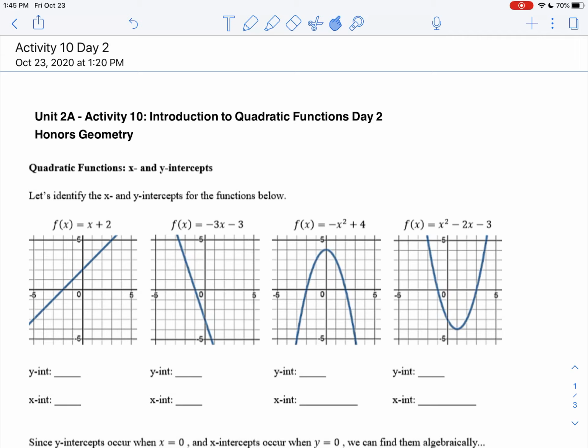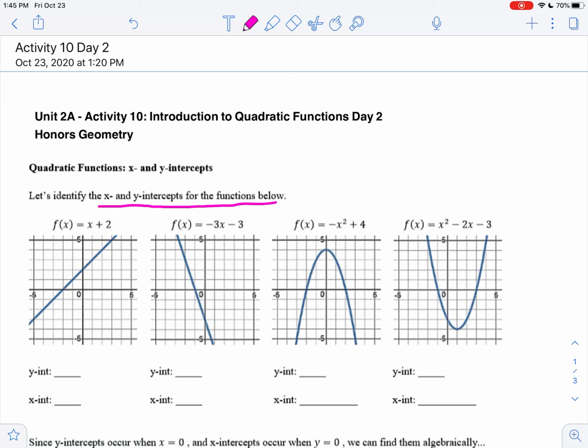Hello class. In the second part of activity 10, we're going to be doing more with quadratic graphs, but we're actually going to look at x and y intercepts today. And we are also going to practice writing some equations of graphs using the intercepts. So the first thing we're going to do today is review how to find the x and y intercepts when we're looking at a graph.